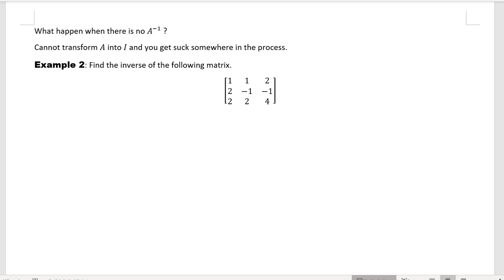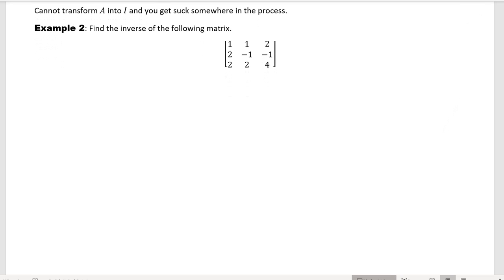Okay. Question: what happens when there is no inverse? Well, it means that when we try to do a sequence of elementary row operations, we cannot transform A into the identity matrix, and we will get stuck somewhere in the process. Let's see what happens with this matrix. So we have A adjoined with the identity matrix.